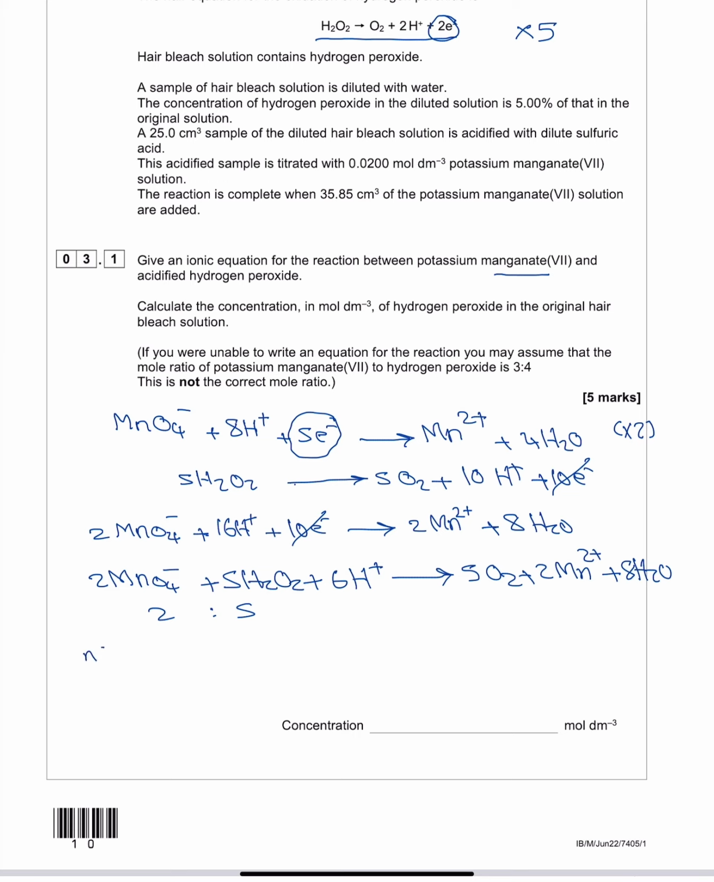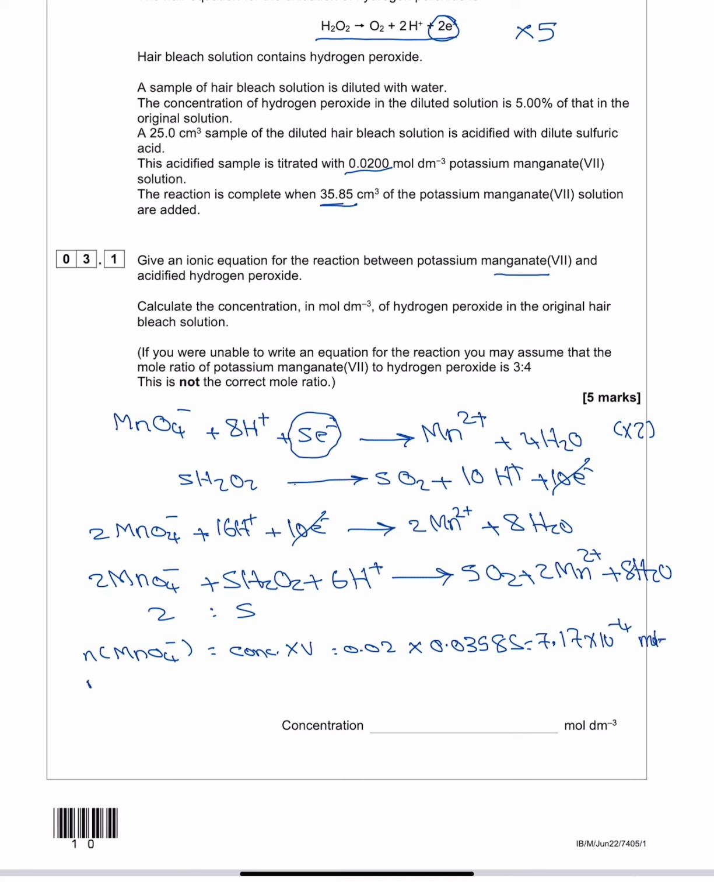So the number of moles of the manganate will equal the concentration times the volume in decimeter cube. So the concentration here provided to us is 0.02 mole per decimeter cube times the volume in decimeter cube. The volume here is 35.85 centimeter cube. That's the volume of the manganate. So this is 0.03585 decimeter cube, and the number of moles is 7.17 times 10 to the minus 4 moles.